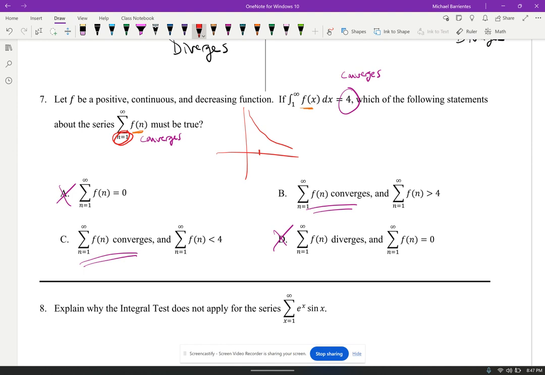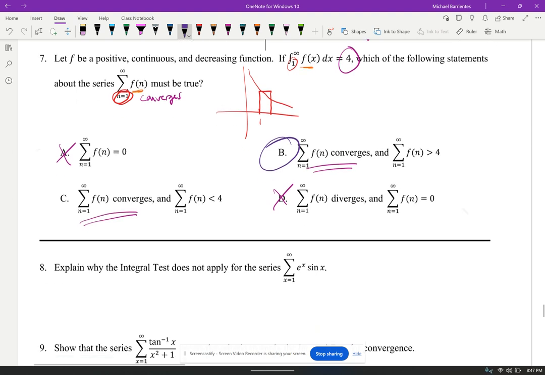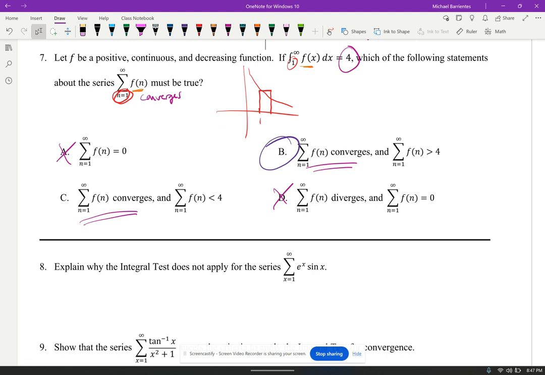If we're starting at n equals 1 on both the integral and the sigma, that means we're drawing a left-sided rectangle, and it's an overestimate. So that means that this infinite series must be greater than the area under the curve. And if the area under the curve is 4, then this infinite series must be greater than 4. And my answer, therefore, is B. If you have questions about number 7, bring them to class because we can talk about that for sure.